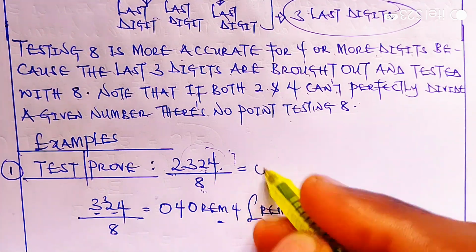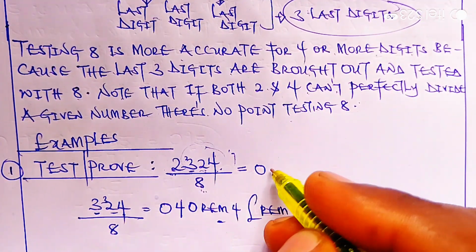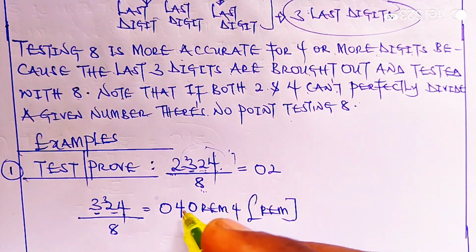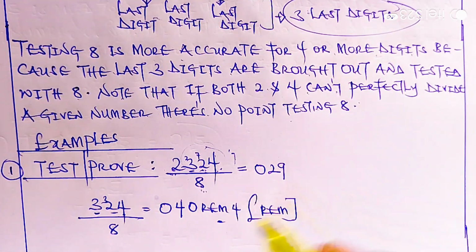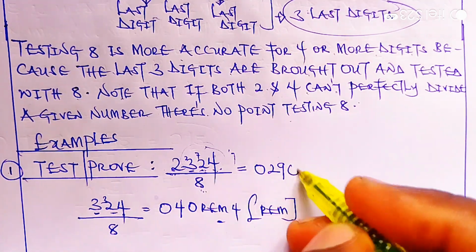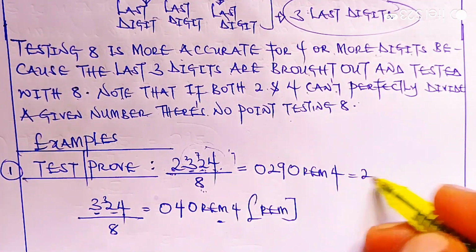8 into 2 is 0, remainder 2. 8 into 23 is 2, remainder 7. 8 into 72 is 9. 72, the remainder. 8 into 4 is 0, remainder 4. So it's as simple as that.